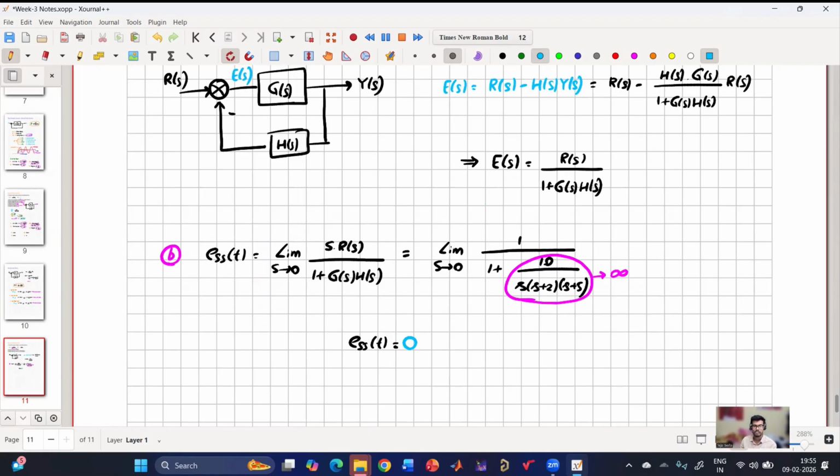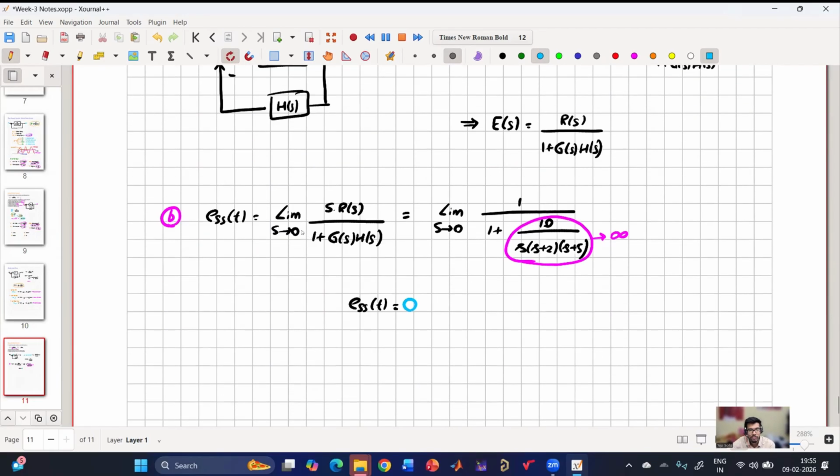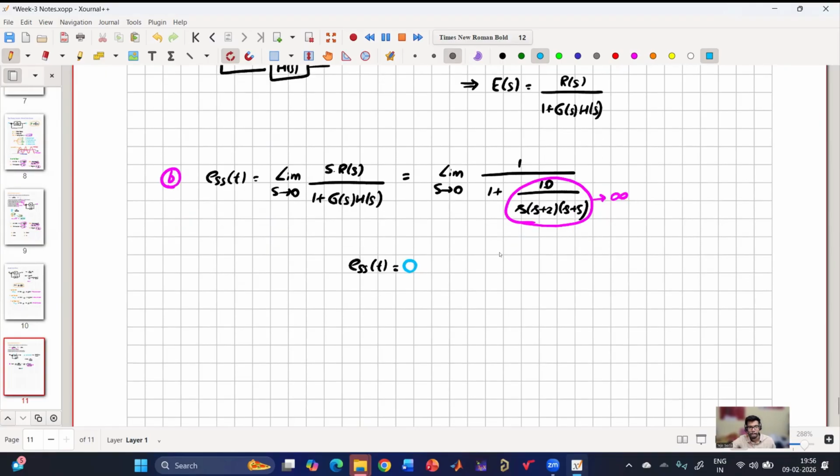1 by 1 plus infinite, right? This is 10 by s into s plus 2 into s plus 5, G of S into H of S. When s equals to 0, the denominator is 0, which means this is infinite. So 1 by infinite means 0, right? Yes, sir. Clear? Okay.